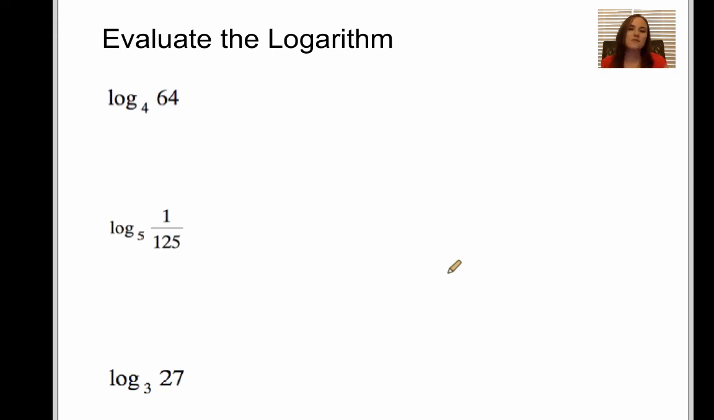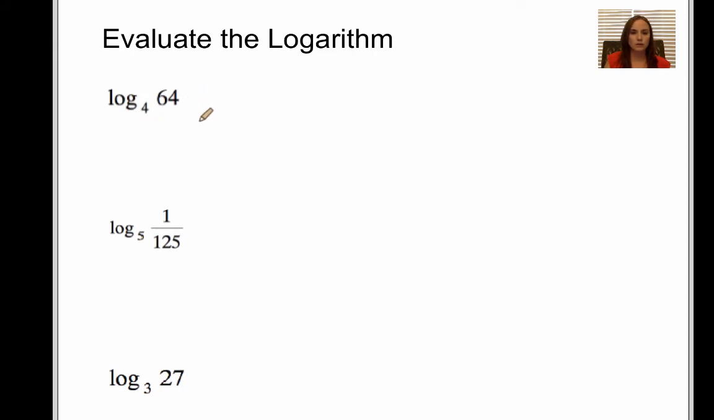Okay guys, now for part 2 of logarithms. For the first part, we're going to learn how to evaluate logarithms. So in the last video, you learned how to rewrite or convert from a logarithmic form to an exponential form. Let's just start by rewriting this in exponential form.